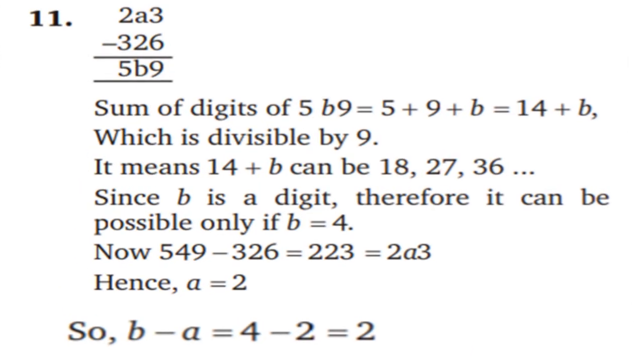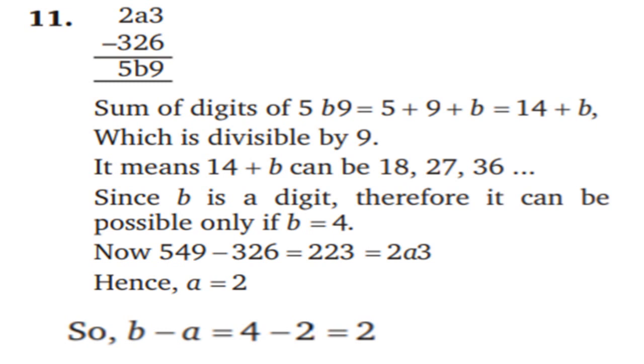Now question number 11, see in your book, a 3-digit number 2a3 is added to the number 326 to give a 3-digit number 5b9, which is divisible by 9. Find the value of b minus a. So 2a3 plus 326, our answer is 5b9. Now you have to solve this.